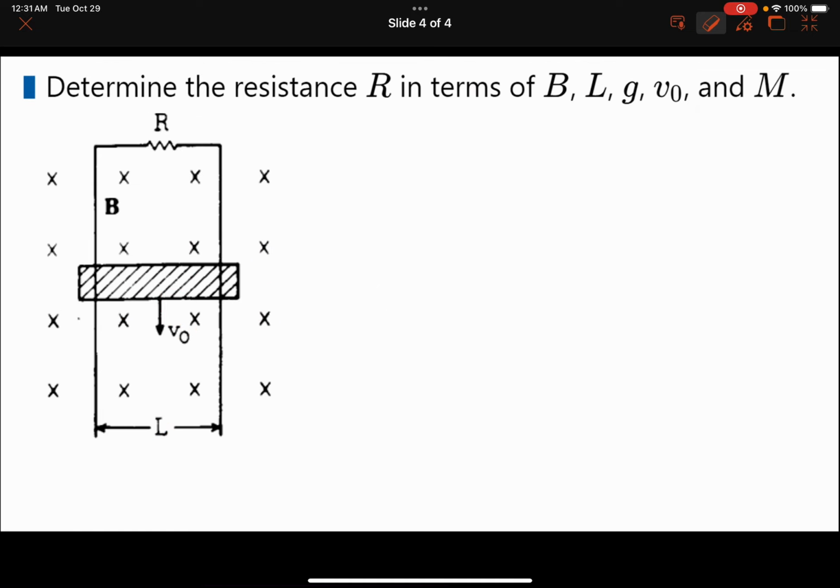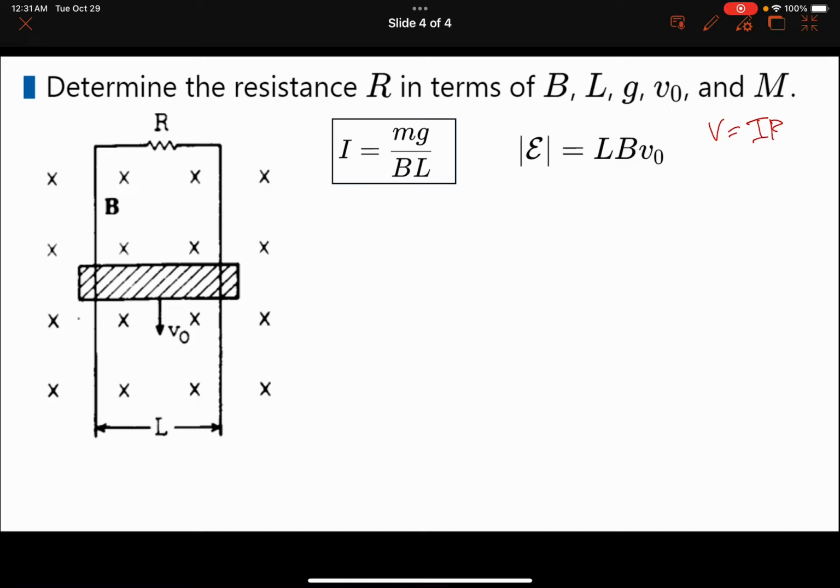So here we have to determine the resistance in terms of B, L, g, V naught, and m, right? So from the previous slide, we figured out that I was equal to mg over BL. And a couple slides ago, we figured out the EMF induced was L B V naught, right? And by Ohm's law, we know that V equals IR.